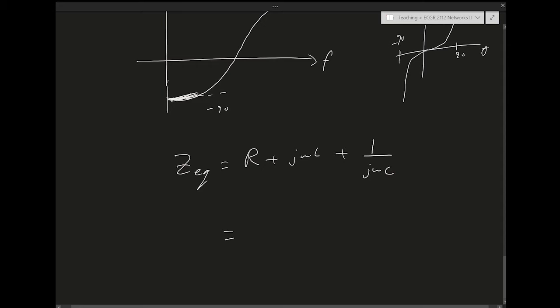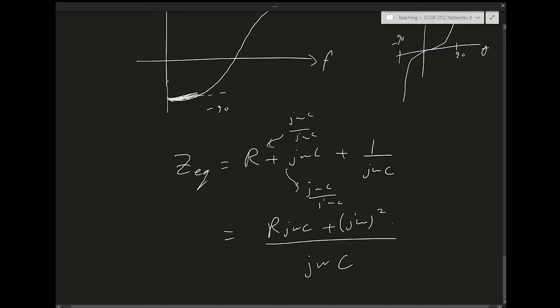What we could do is multiply here. We could try to get the same denominator, 1 over j omega C, and then R becomes R multiplied by j omega C. I'm just multiplying here j omega C over j omega C, and multiplying here j omega C over j omega C to get the common denominator. And then I end up with plus j omega squared LC, plus 1. Right. So R j omega C, and then j omega squared, because j omega is repeated twice, and then I have LC.